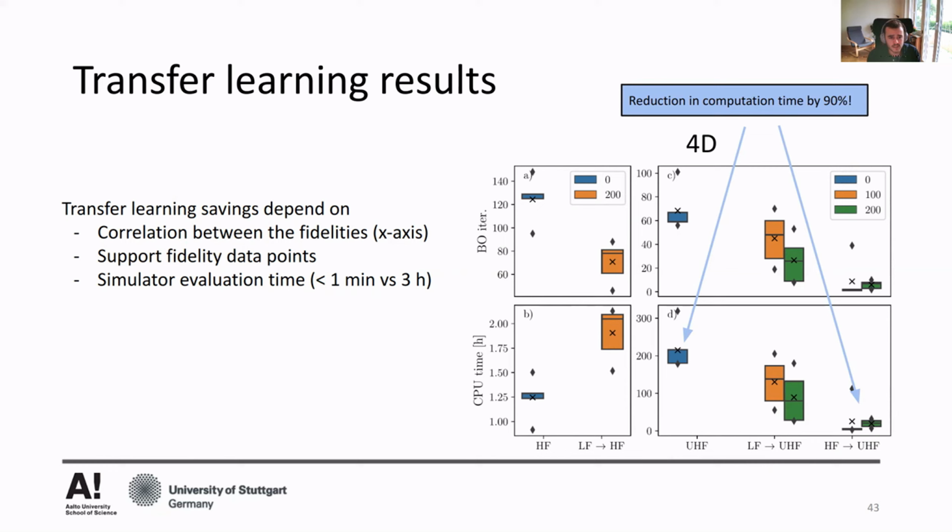Yes, and of course, the savings also depend on how large this gap between the fidelity levels is, right? Because here we saw that the gap was not large enough, while if we have ultra high fidelity, then we have a lot of computational savings that we can gain through this approach.